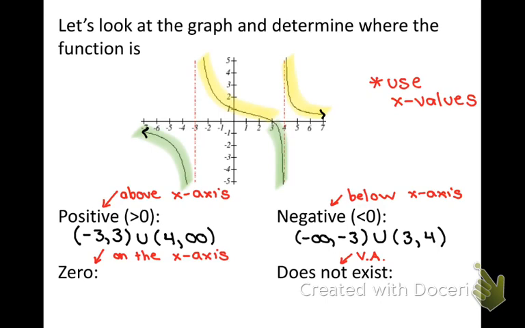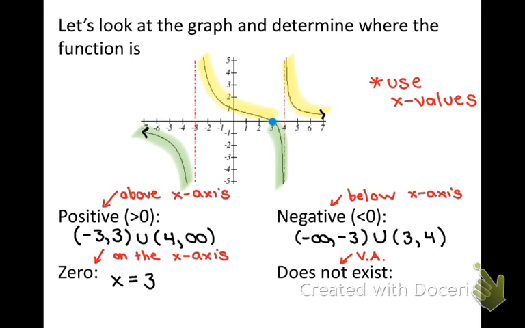All right, where does this graph equal 0? Where is it on the x-axis? There's only one place on this graph, and that happens right where x equals 3. If there were multiple places that it was on the x-axis, we just write a list separated with commas.